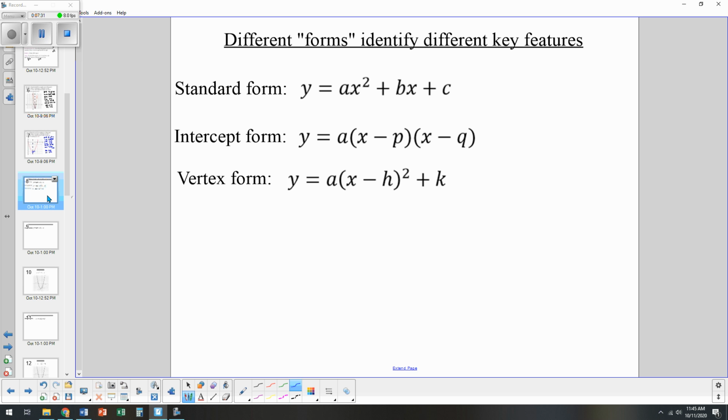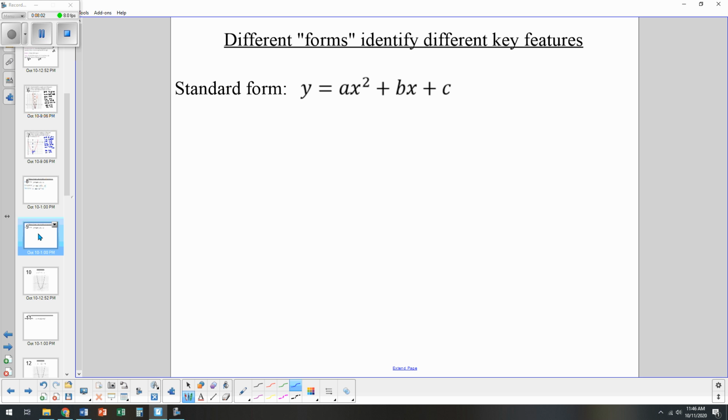Different forms of the quadratic equation are going to give us different key features. So we have three forms we're going to talk about. We have standard form, which is y equals ax squared plus bx plus c. We have intercept form, where it's y equals a times (x plus or minus a number) times (x plus or minus another number). And then vertex form, you'll notice this looks a lot more like what we did with our transformations. y equals a times (x minus h) squared plus k.